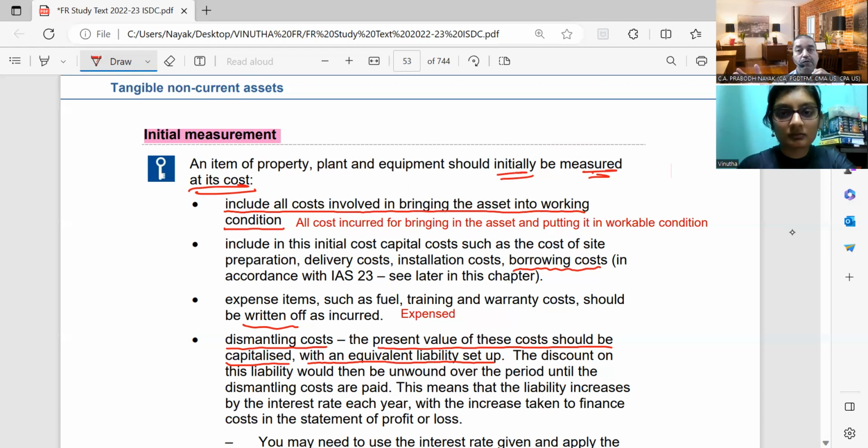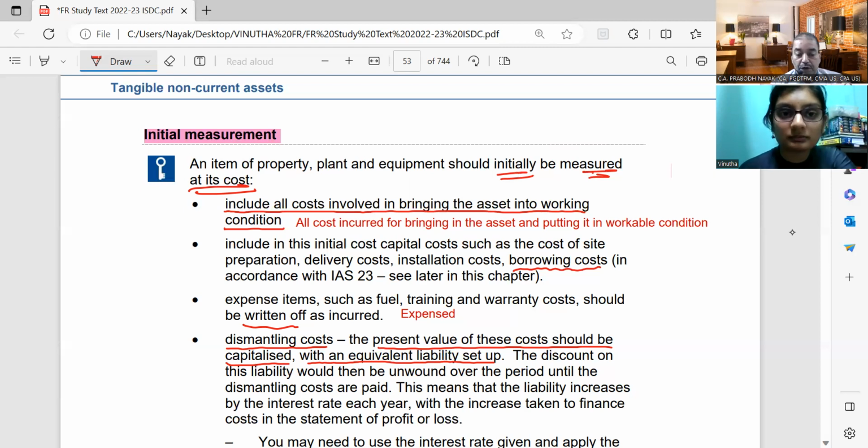So 40,000 is to be paid as dismantling cost after 20 years. What is the value of that 40,000 today? Find out the present value. And that present value I will show in two places. First place, I will add it to the cost of the asset in the balance sheet. And second place, I will show it in the liability side. Why in the liability? Because 20 years later, I have to pay that amount. So it is a long-term liability.